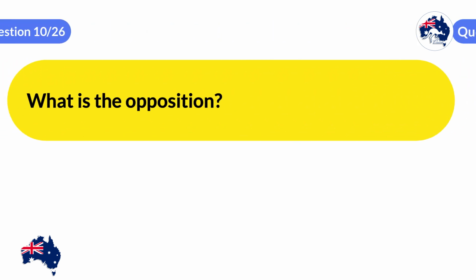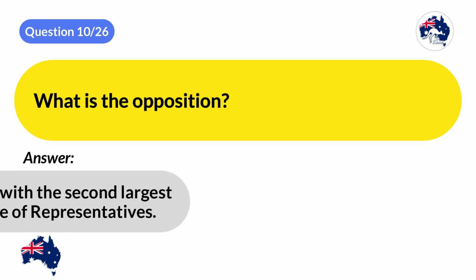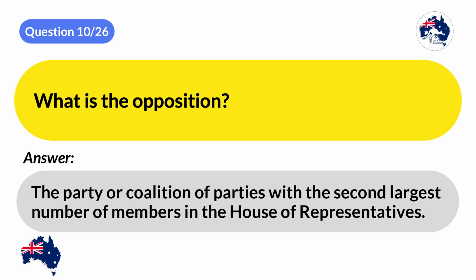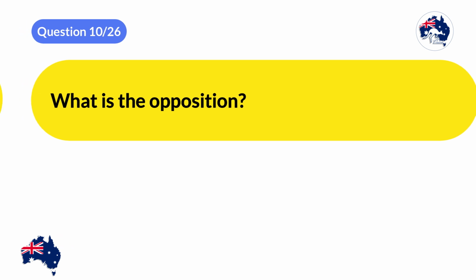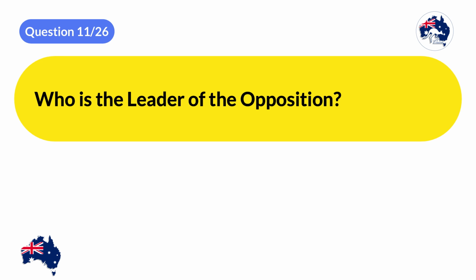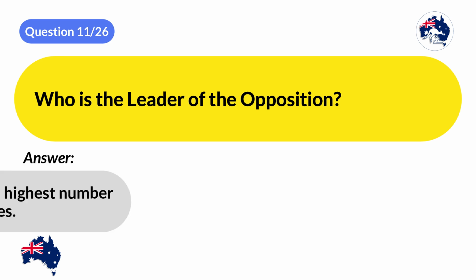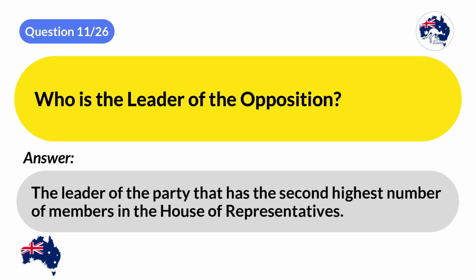What is the opposition? The party or coalition of parties with the second largest number of members in the House of Representatives. Who is the leader of the opposition? The leader of the party that has the second highest number of members in the House of Representatives.